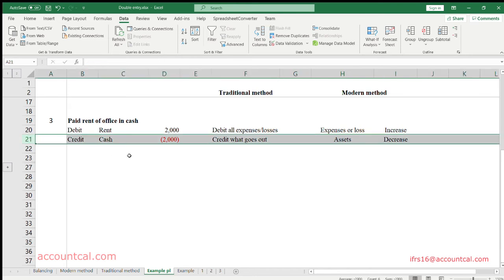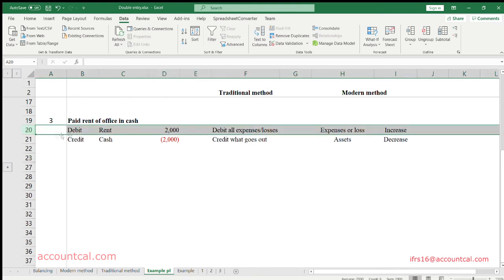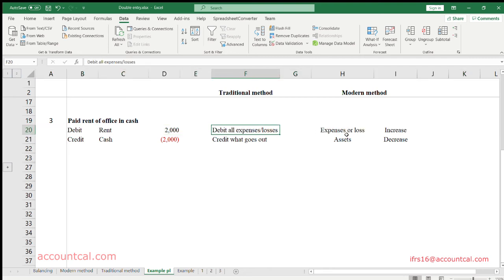That is simple. And now on the profit and loss account, you should debit all expenses as per the traditional method. And as per the modern method, if the expense or loss increases, you should debit that. So in the same way, we are debiting rent by 2000. Both have the same number and it sums to 0.